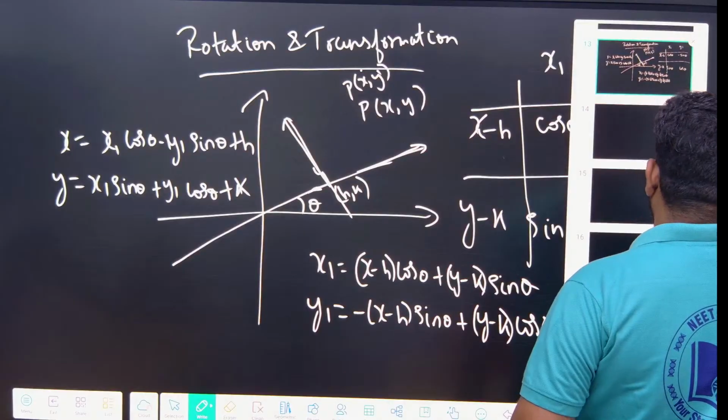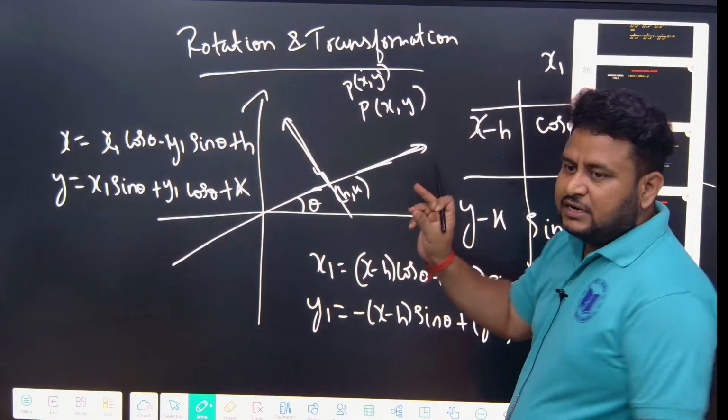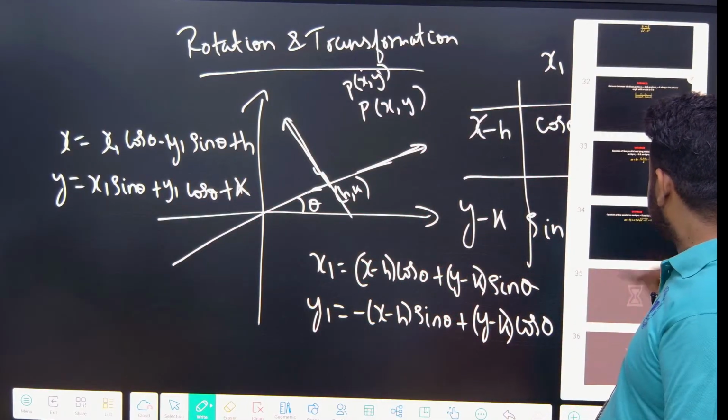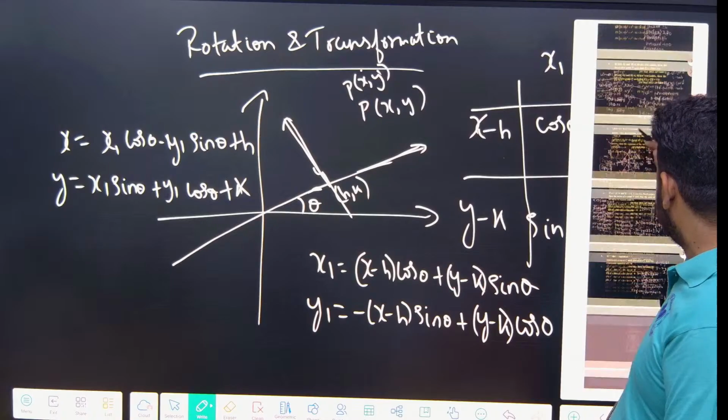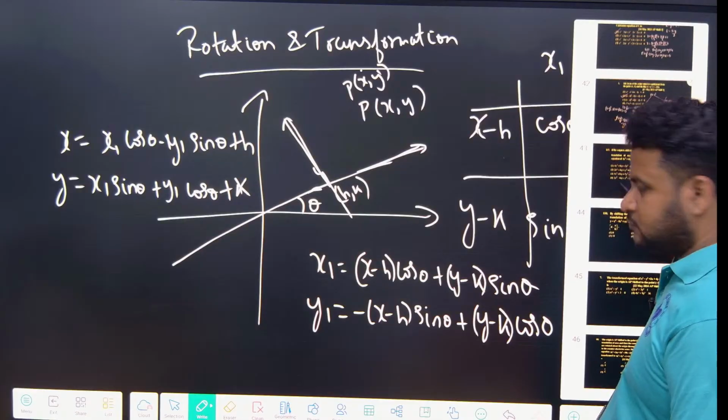Now we will go to the main concept of straight lines, but before that we will see some PYQs pertaining to transformation and rotation of axis. Okay, understood? You people understood? Okay, you got it?